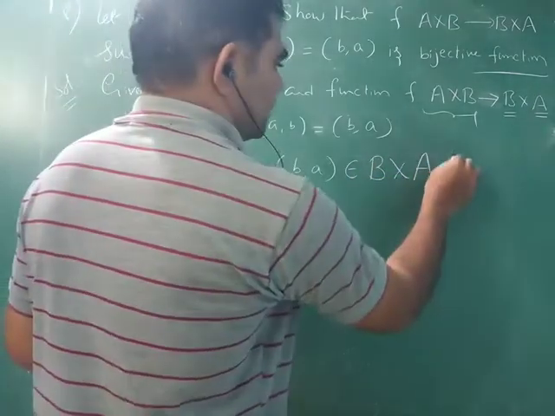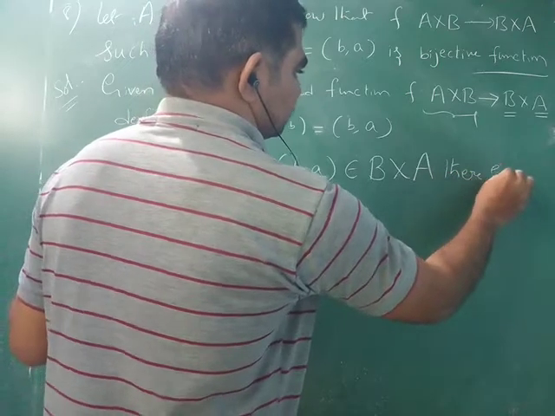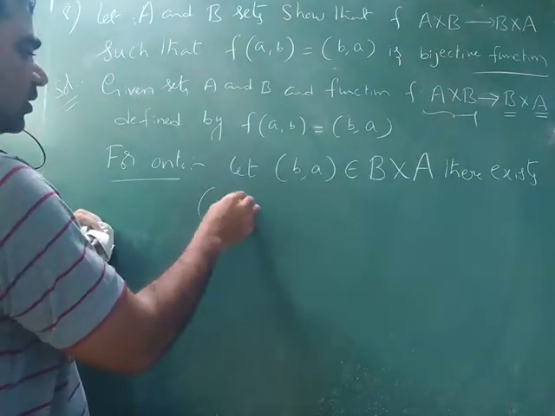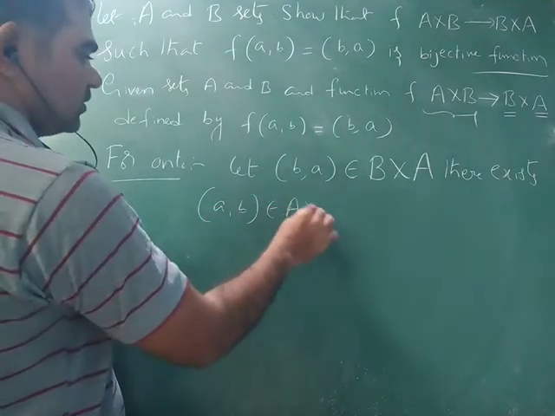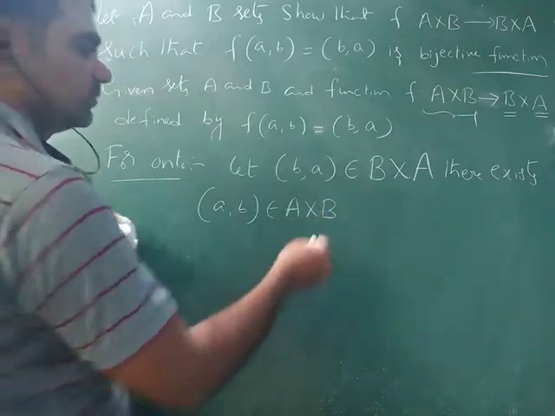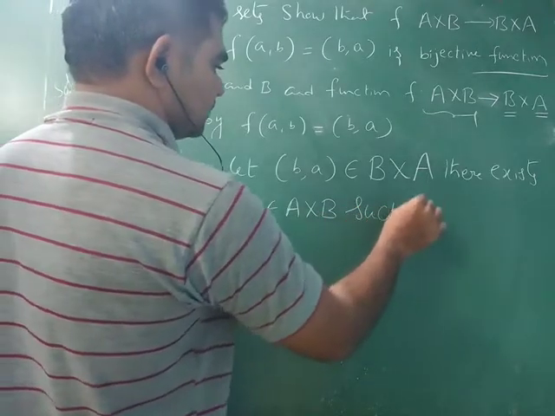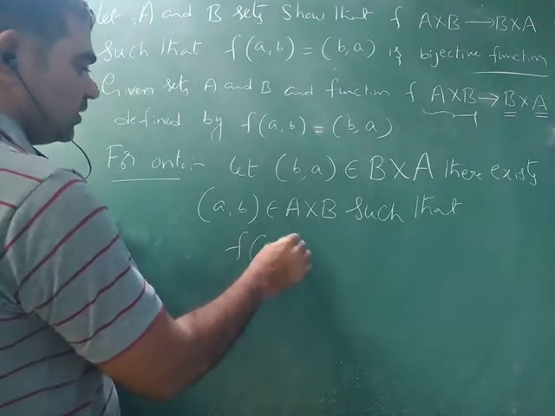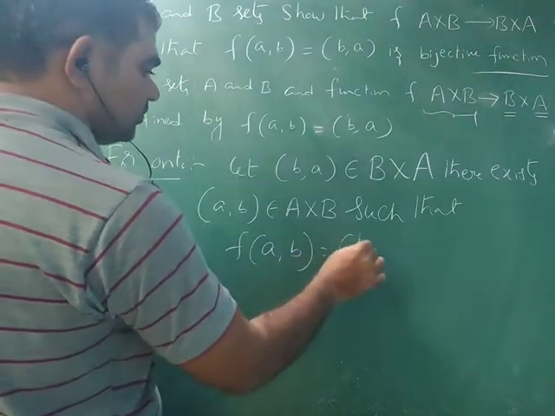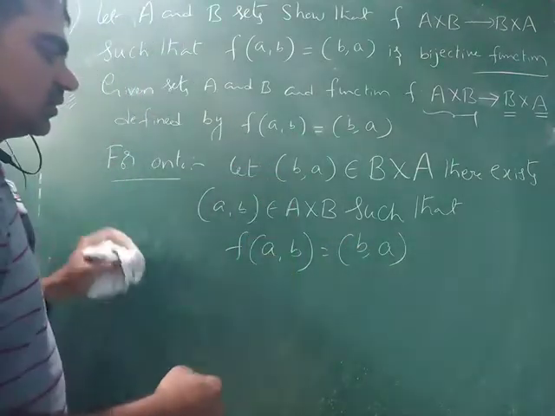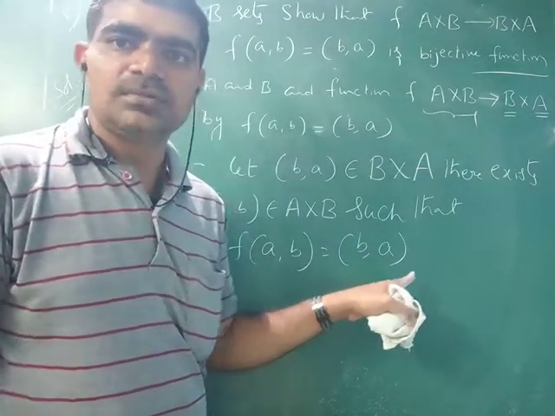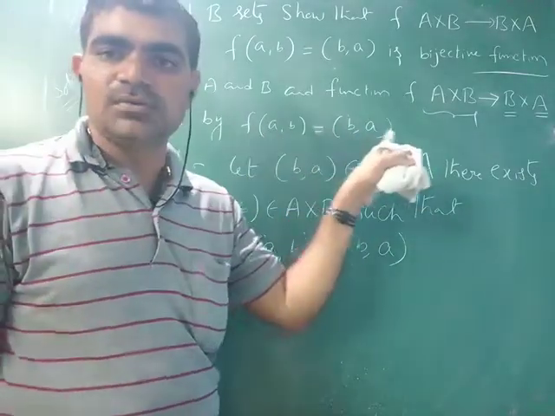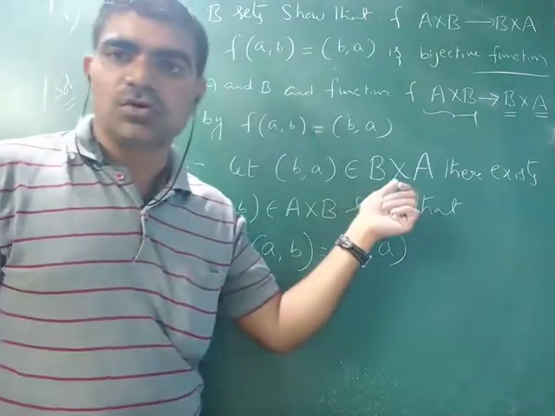Okay, there exists a comma b belongs to A cross B, where in domain, such that f of a comma b equal to b comma a. See, according to the given defined function, f of a comma b equal to b comma a. We have taken one element in codomain, right?